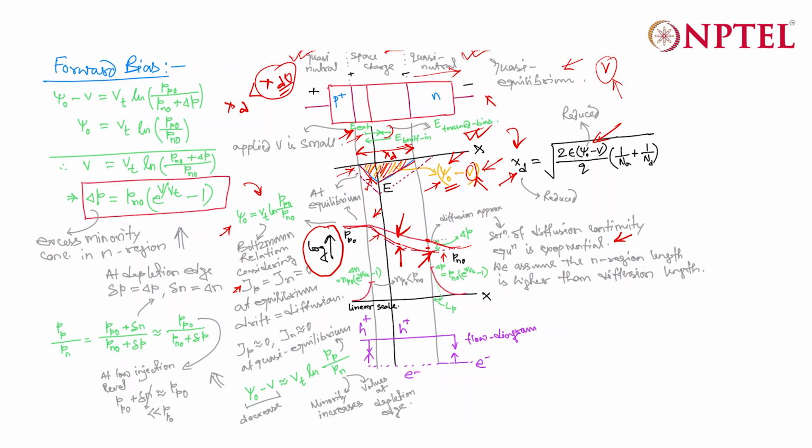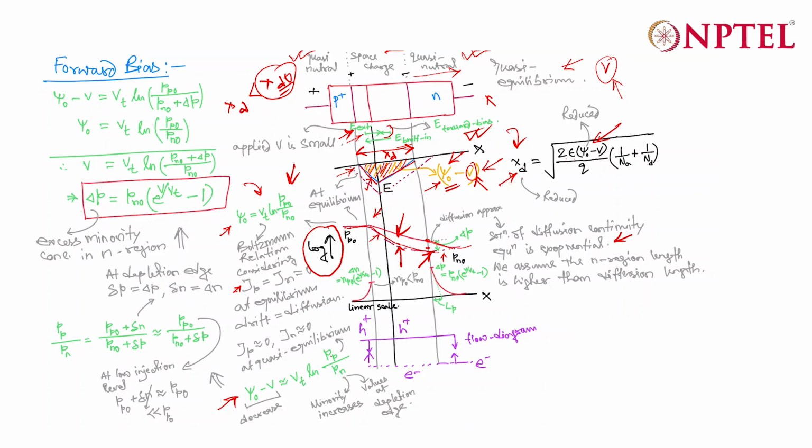But in this case, as you have an external potential, your Jp and Jn will not be exactly equal to 0. Rather, it will be approximately equal to 0. So the same Boltzmann relation will reduce to this one. On the left side, it will be psi 0 minus V approximately equal to Vt ln Pp by Pn.